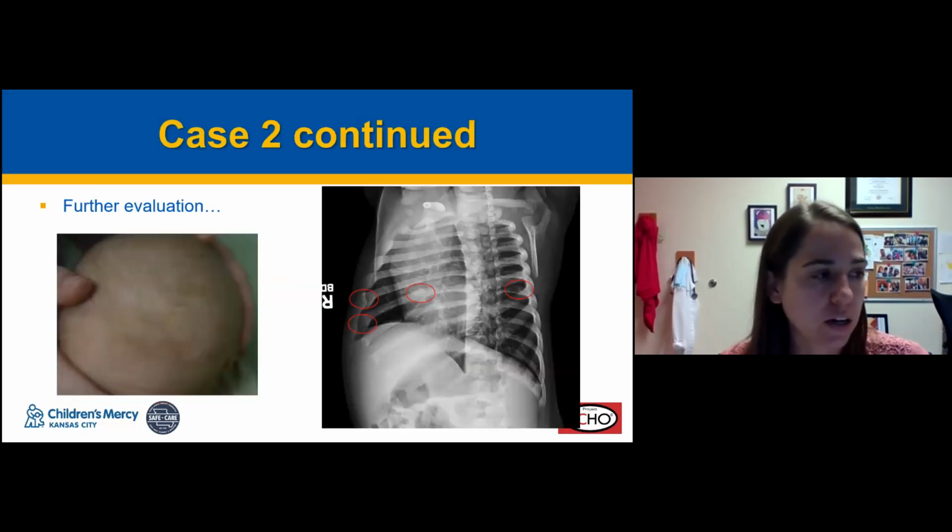So when he presented for further evaluation, he was also noticed to have clustered bruises to the back of his scalp, which were suggested to be from just turning his head in his own crib or maybe bumping it into his crib. And on skeletal survey, he had 4 healing rib fractures. This one's really subtle, but 4 healing rib fractures with callus noted.